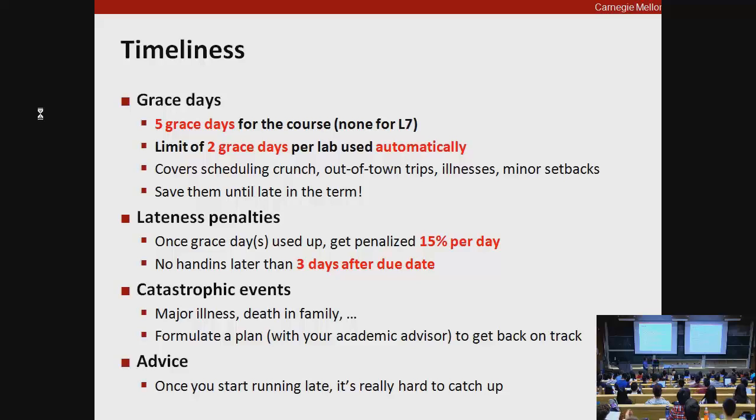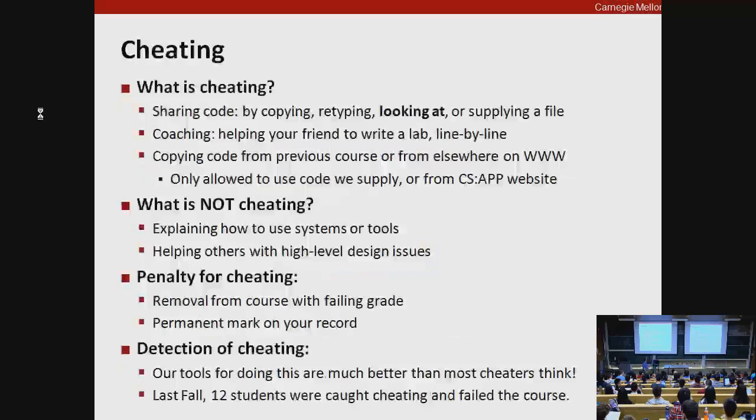Big advice we have is once you start getting behind, it's really hard to get caught up, right? Because to get caught up, you need to be able to maintain the normal course pace plus the catch-up stuff, right? That's much harder than just keeping pace. So start early is our general advice. Work hard, finish early, all that good stuff.